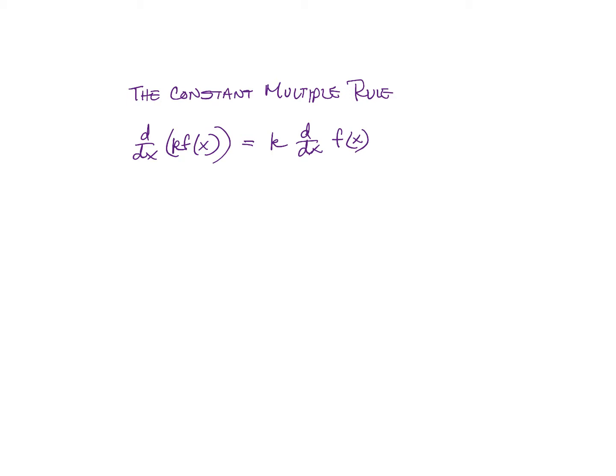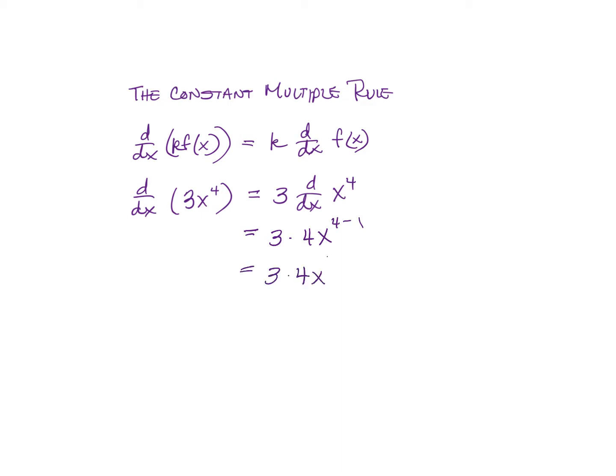So let's look at a quick example. If I want to take the derivative of, let's say, 3x to the fourth, I can pull the 3 out front and then take the derivative of x to the fourth. And that gives me 3 times 4x to the 4 minus 1 power, which is equal to 3 times 4x to the third, or in other words, 12x to the third.